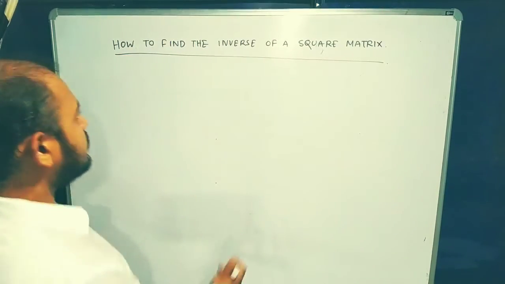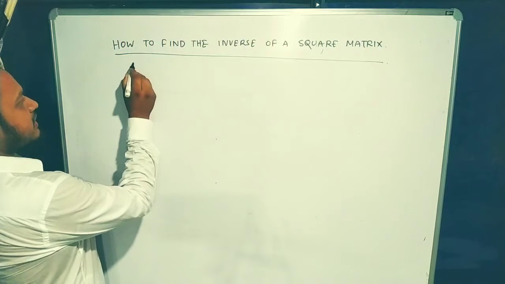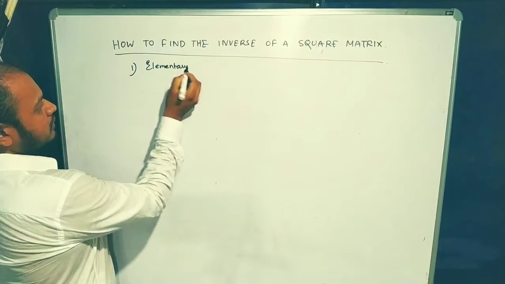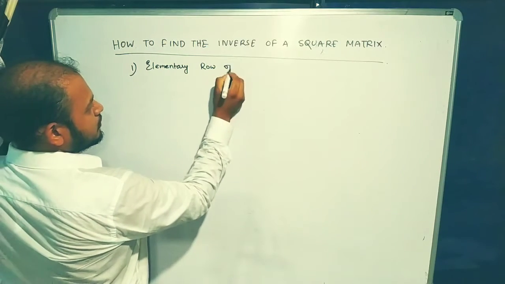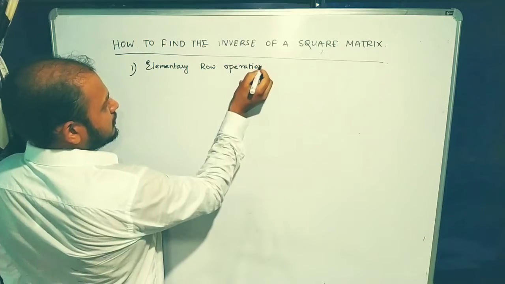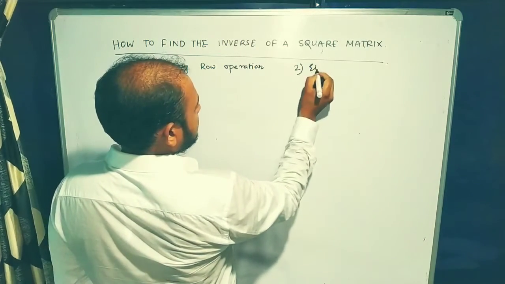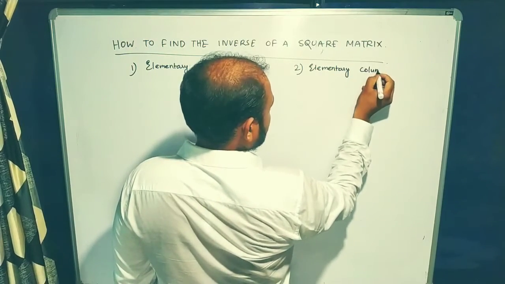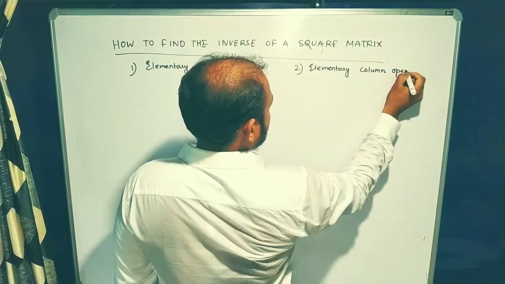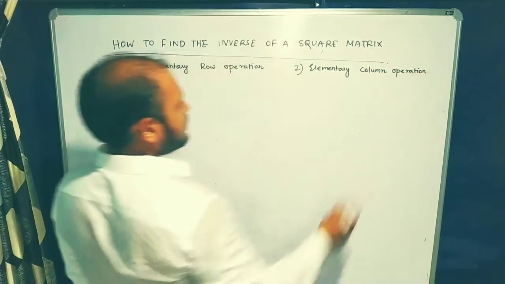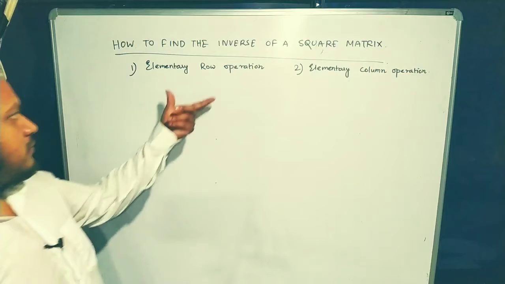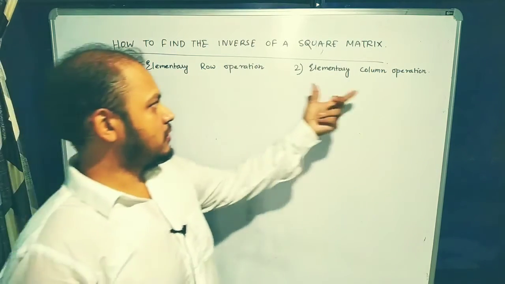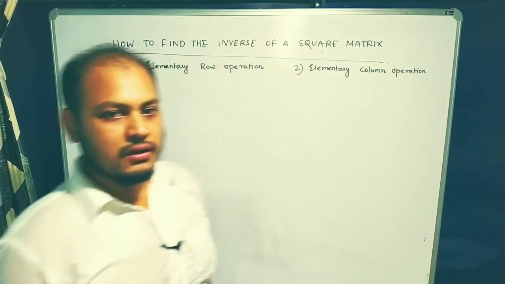So we have seen that while finding the inverse, one technique that we use is the elementary row operation, and the other technique is to use the elementary column operation, right? So in the previous example, on the first part we were dealing with elementary row operation, and on the second part we were dealing with elementary column operation.